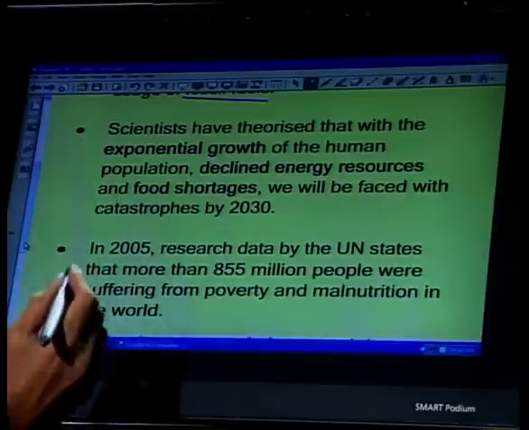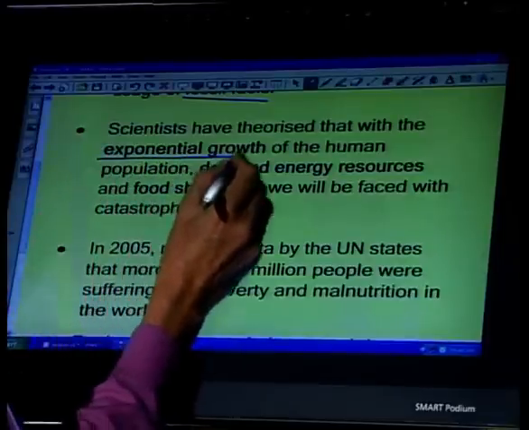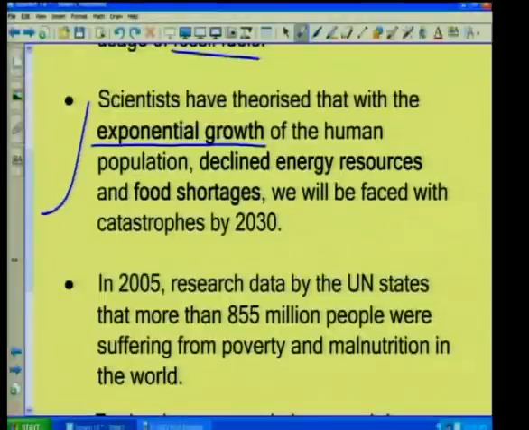Okay, scientists theorize that with the exponential growth, now remember, exponential growth is like that, of the human population, we also have a decline in the energy resources, and then more than that, we have a huge food shortage. We'll be faced with huge catastrophes by 2030. And we can add to that the lack of water, because it doesn't appear as if people have a respect for water. And yes, I do sound like I'm part of Greenpeace and I'm going green and I'm all for the green planet. But people, I'm going to be dead by the time this nonsense happens.